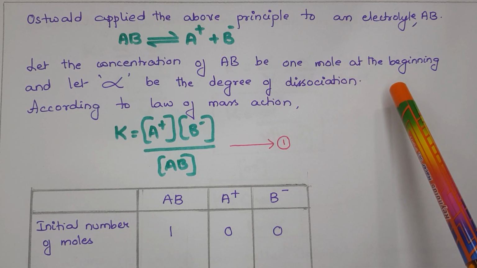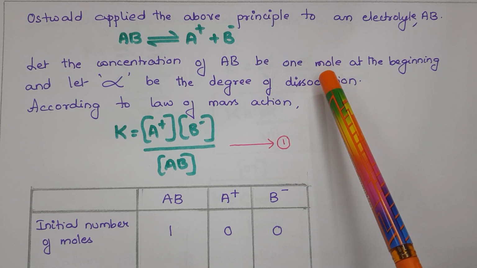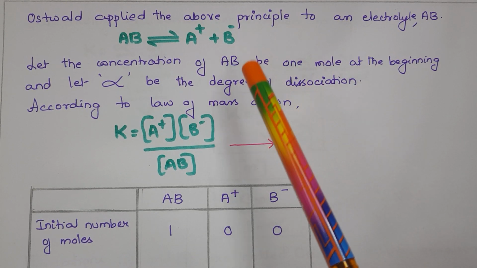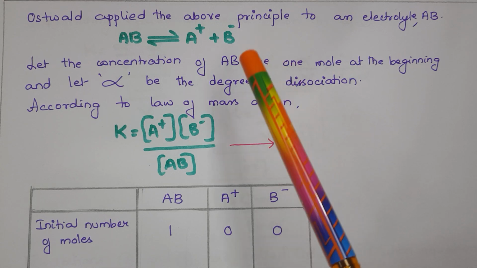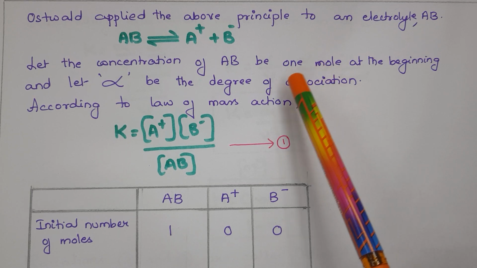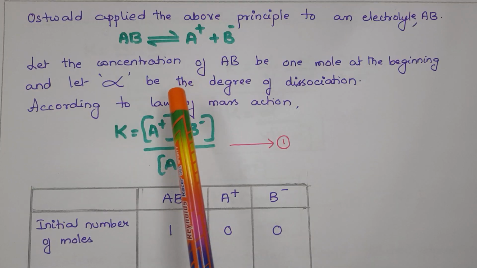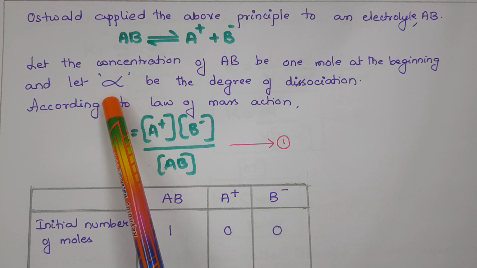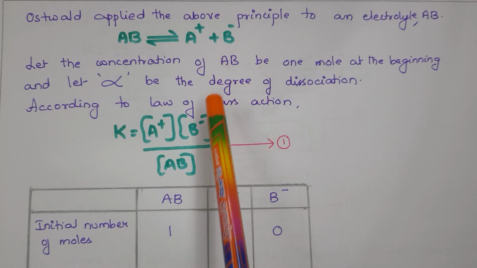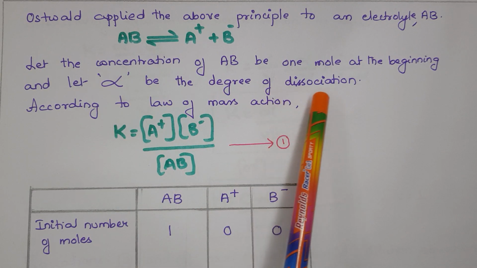Now, let us assume that the concentration of AB in the beginning is 1 mole. That means it did not dissociate into A plus and B minus. At that time, its concentration, let us assume, is 1 mole. And let alpha be the degree of dissociation. That means after AB gets dissociated, alpha part of AB dissociated into A plus and alpha part of AB dissociated into B minus. So what do we call alpha? It is the degree of dissociation.